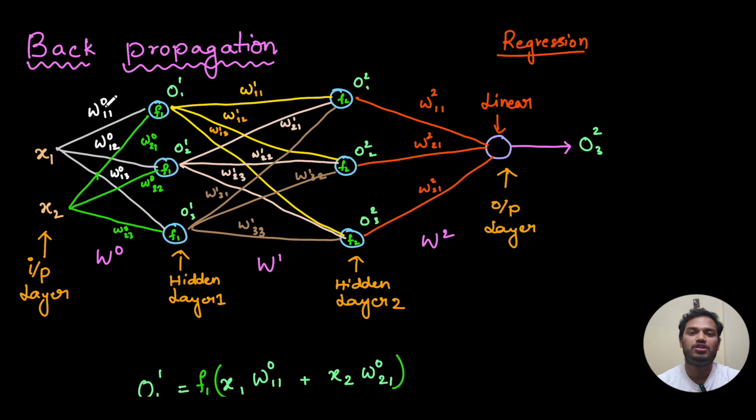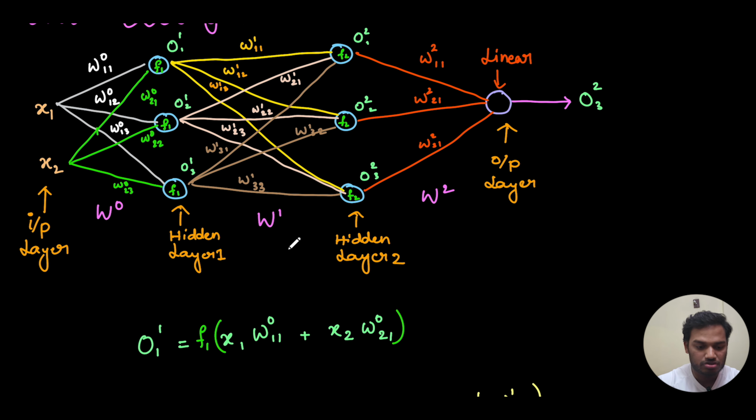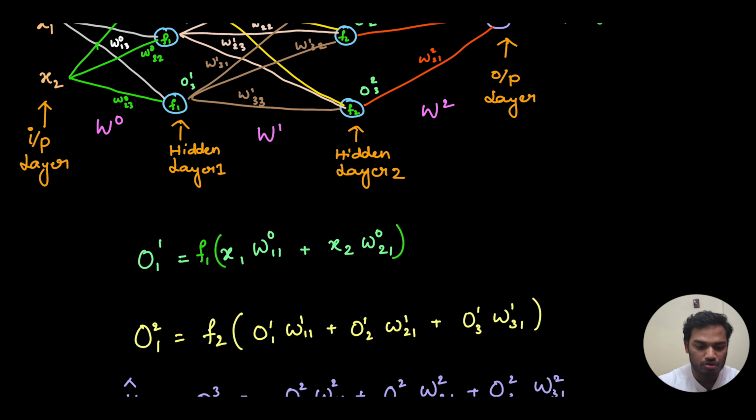So just for this video, remember this notation. That is what I expect from you guys. I hope this is clear. Now we have W0, W1 and W2, and these are the weight matrices consisting of these weights. Okay, now let's try to write down the equations of O11, O21 and O31.